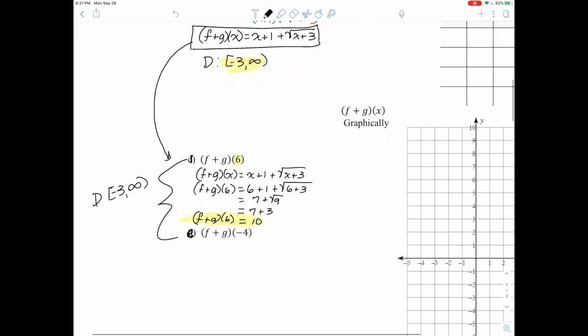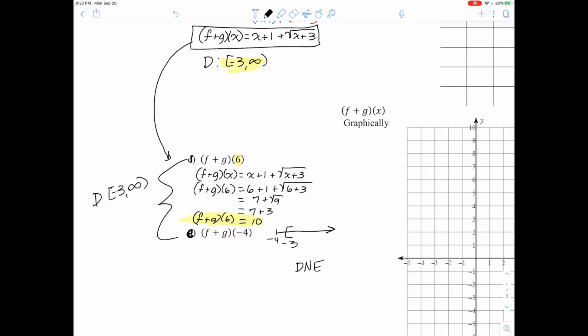So let's look at E here. E says find the f plus g of -4. But here's the thing. Our graph is from -3 to infinity, and -4 is over here. It is outside of our domain. Therefore, the solution does not exist because I cannot actually plug in a -4.